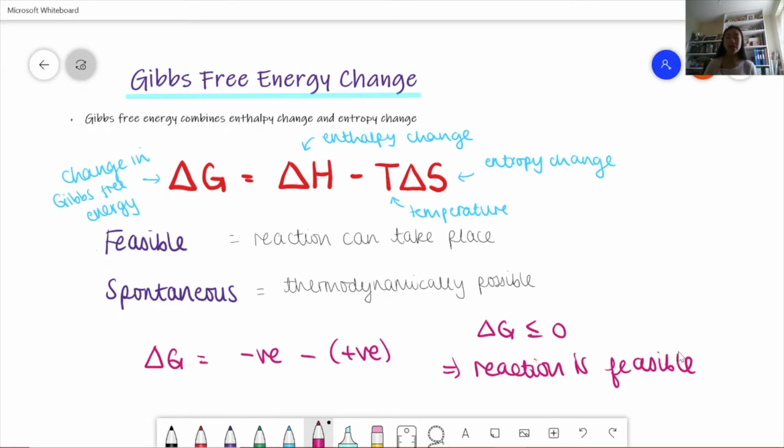And it's very important to also note that temperature is included in this formula, and so that means that the feasibility of reactions actually depends on the temperature as well. So we can make things feasible when they're not feasible by altering the temperature. However, one thing to note is that even though a reaction may be feasible, the activation energy may be too high for the reaction to actually take place.